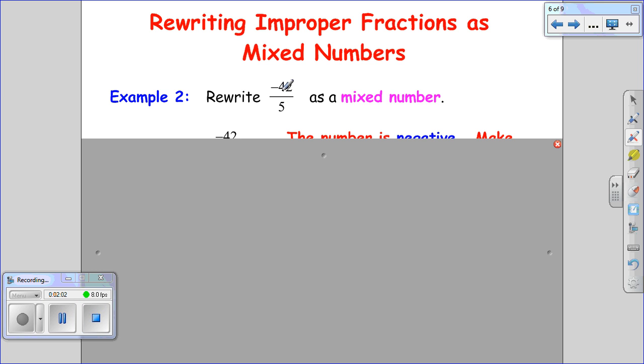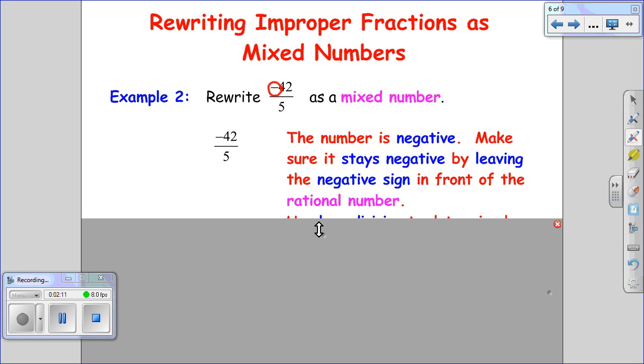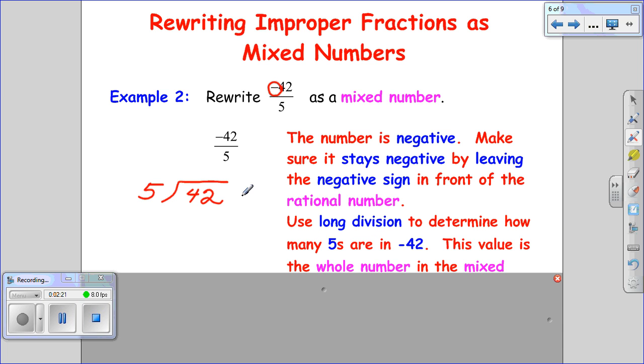Now the same thing has to be remembered. The negative sign in front means the overall value is negative. So we're going to just leave that negative sign alone right now, and we're going to figure out how many times 5 goes into 42. So we can figure out how many wholes are created from those 42 pieces. Now 8 times 5 is 40, and we have 2 left over.